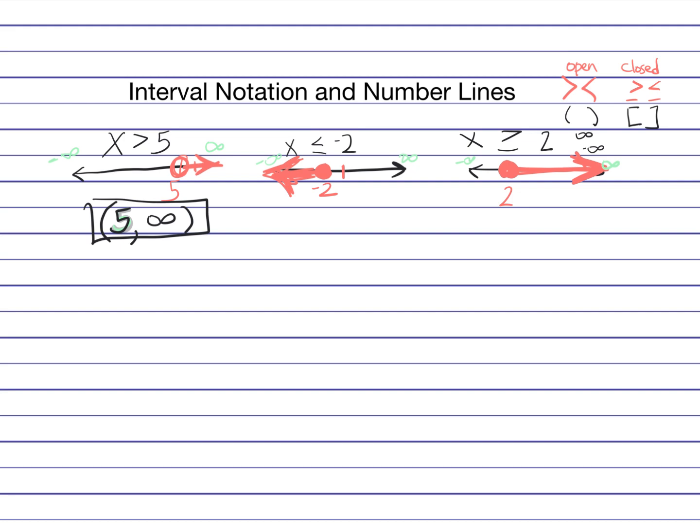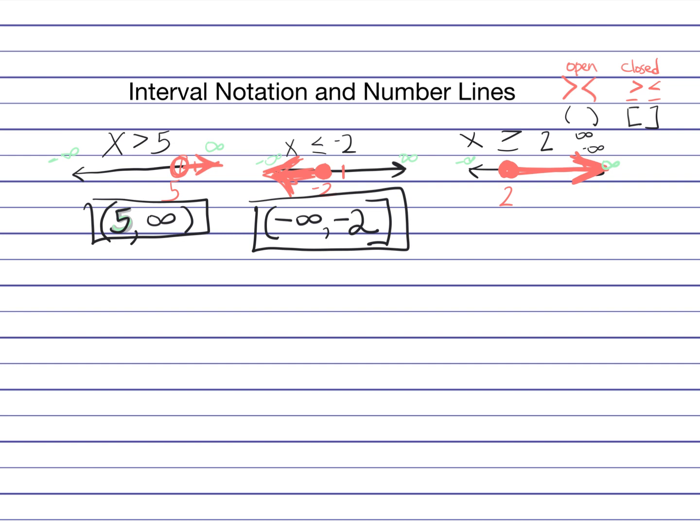Okay, the next one. I'm going to read my number line from left to right. This number line was originally black. Where does it start being shaded red? Negative infinity. Where does it stop being shaded red? Negative 2. So let's write that. From negative infinity with the parenthesis to negative 2, and negative 2 is solid or closed, so I have to use a bracket. That's my interval notation for that second example.